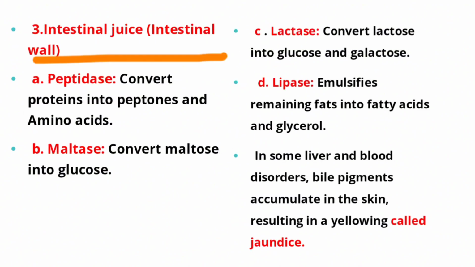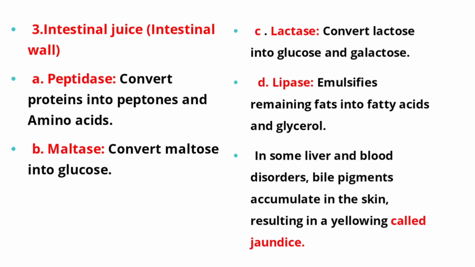The third juice is intestinal juice. The intestinal juice is produced by the intestinal wall and contains the following enzymes. Number one, peptidase converts proteins into peptones and amino acids. Maltase converts maltose into glucose. Lactase converts lactose into glucose and galactose. Lipase breaks down fats into fatty acids and glycerol.